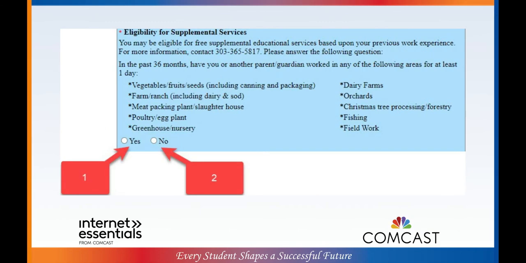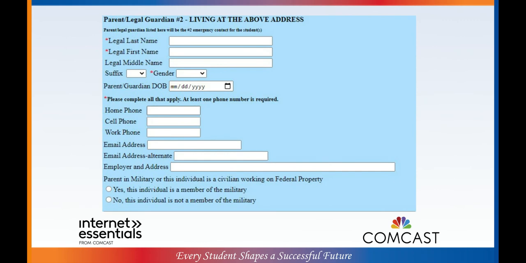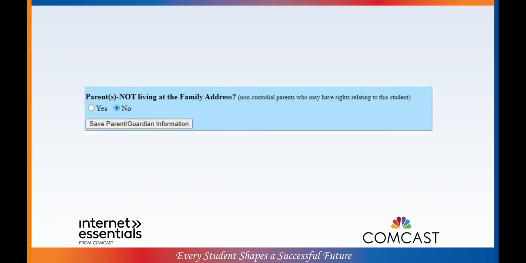In the next section, you can enter the information for another parent or guardian living in the household. At the bottom of the page, you must indicate if there are parents not living at the family address. If you choose yes, you will be able to enter information for that parent. If you choose no, you can continue on. When all parents and guardians that live or do not live in the household have been added, click the button labeled Save Parent Guardian Information.